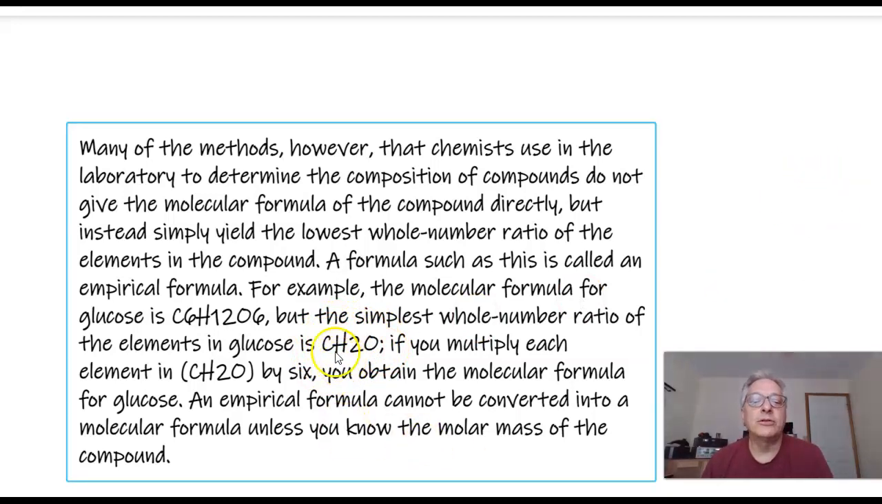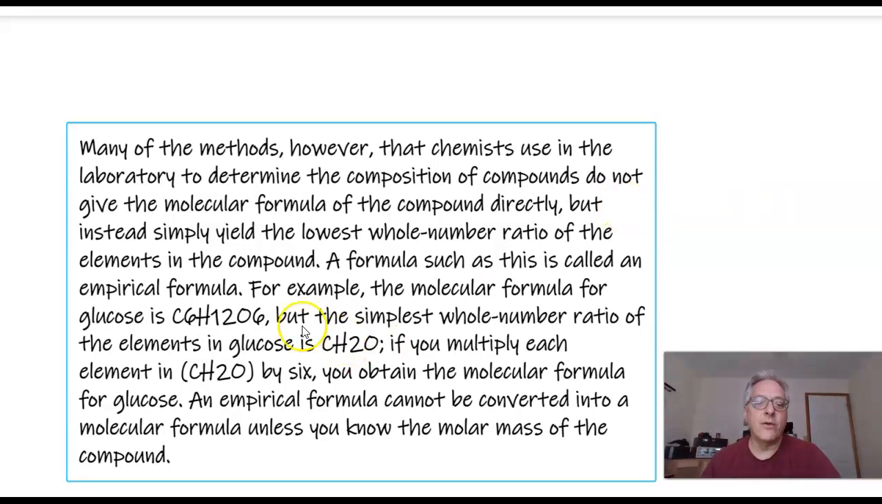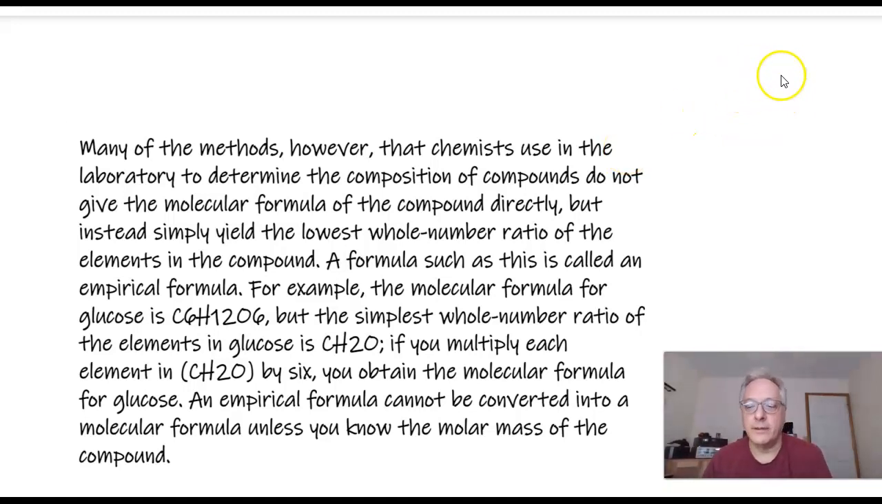But if I go ahead and multiply each subscript by 6, I would get back to my original formula, C6H12O6. Okay, so you're saying right now, whoa, I got two different formulas representing the same thing. Well, yes and no. Two entirely different chemical compounds can have the same empirical formula. So you need some additional information in order to determine the molecular formula.